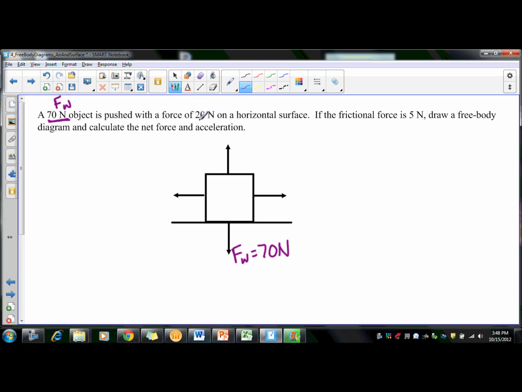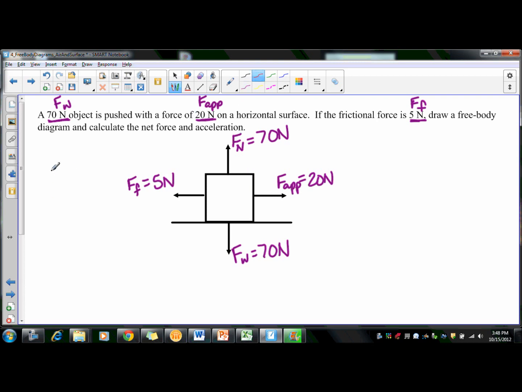It's pushed with a force of 20 newtons, so you are pushing at this force, so this is your applied. The frictional force is 5 newtons, so that's FF. Friction force always opposes the applied force. And then our last arrow up here is that normal force again, which we said is always equal to the weight. So there's all of our forces. So all we need now is to fill in the center.